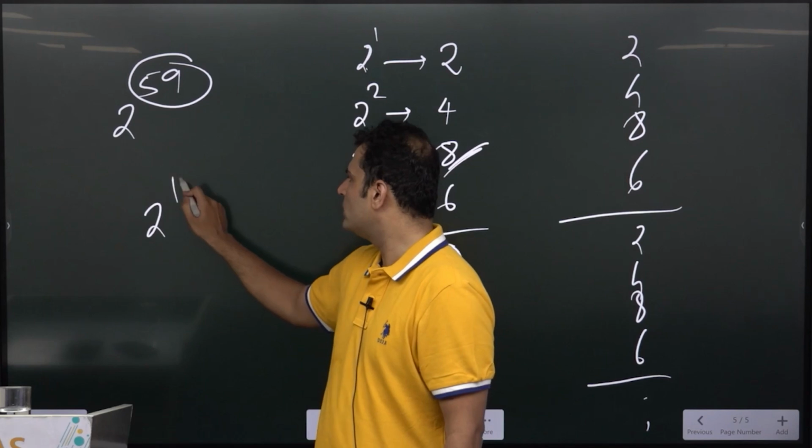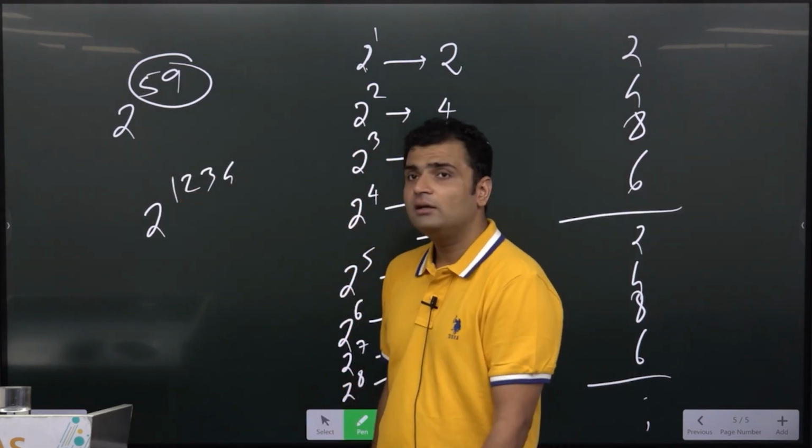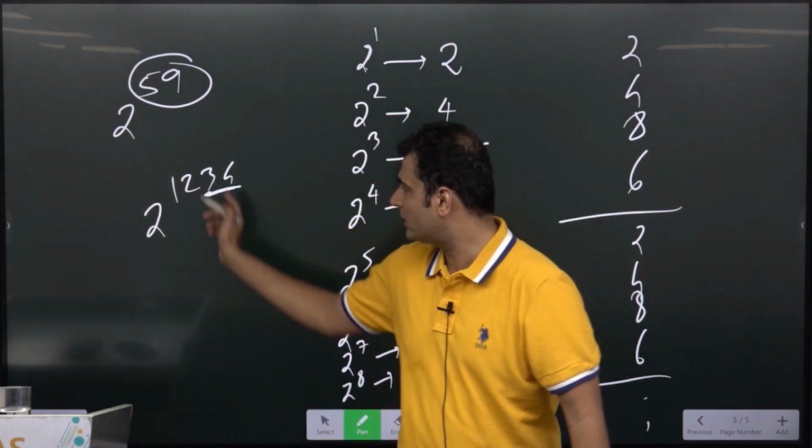2 to the power 1234. Now we want to divide this by 4. Again 4 का divisibility test we have not yet seen, but it is just dependent on last 2 digits. ये बाकी का मैटर नहीं करता.